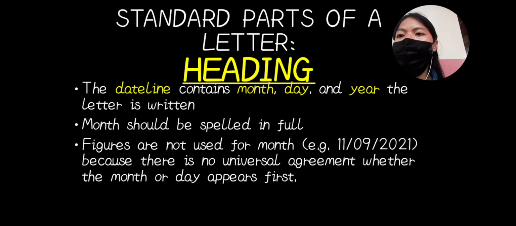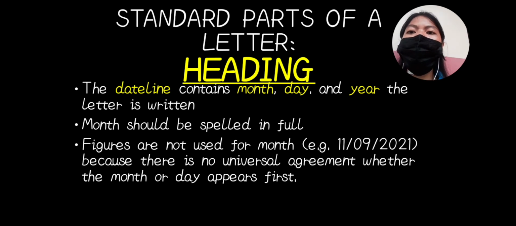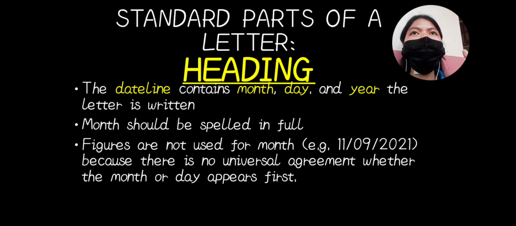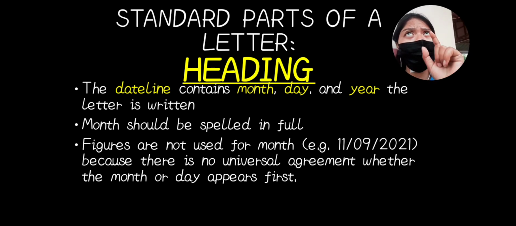Next, since the date is included in the heading, we need to remember that the date line should contain the month, the day, and the year of the letter when it is written. This is a common mistake of many people when writing a letter because they are anticipating when the person addressed in the letter will receive it. For example, I am writing the letter now and I'm anticipating that tomorrow my addressee will receive the letter. So I will put the date November 10, 2021.